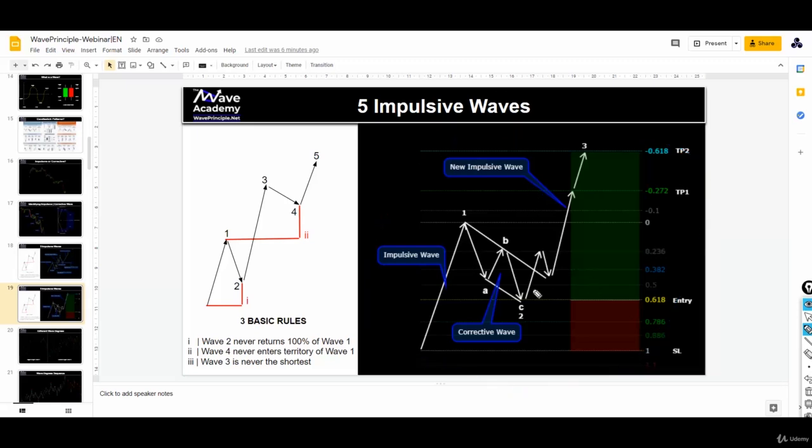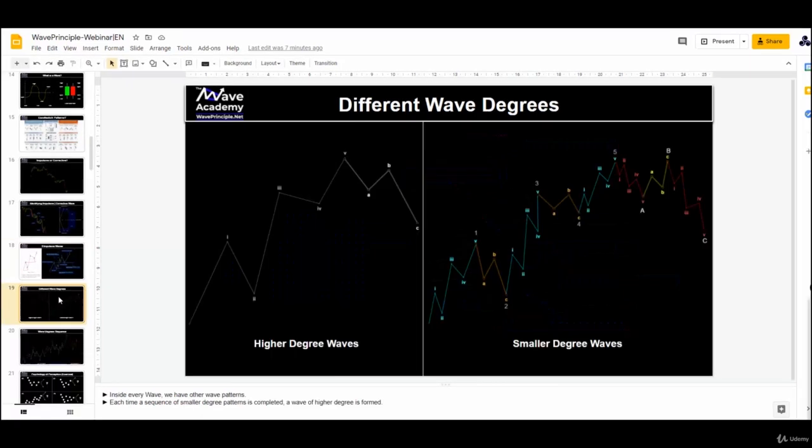Once wave 2 goes below our stop loss, that means this is not impulsive, it's corrective, and it's invalid. That's when we are wrong. That's the main reason this rule is the most important. And the wave 3 usually is the fastest and longest. That's why we want to trade this one. And we are searching for these points for take profit.